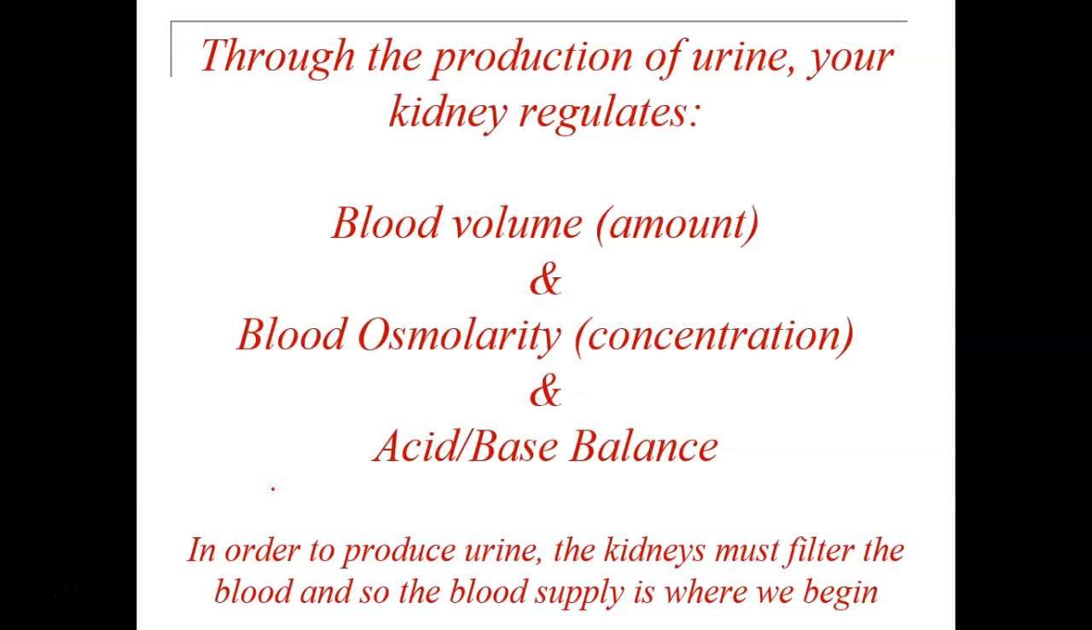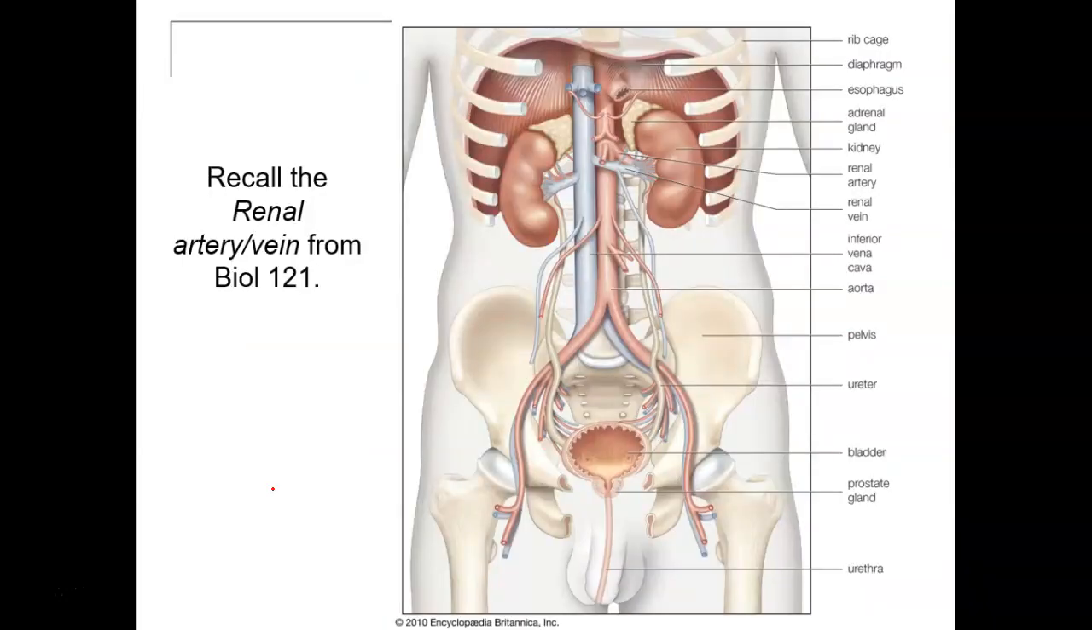But in order to produce the urine, I've mentioned it a couple of times already, the blood has to get to the kidneys. There's no choice. If the blood doesn't get to the kidney, the kidney can't filter the blood. All right. So the first thing we're going to look at is this blood vessel, or the blood supply.